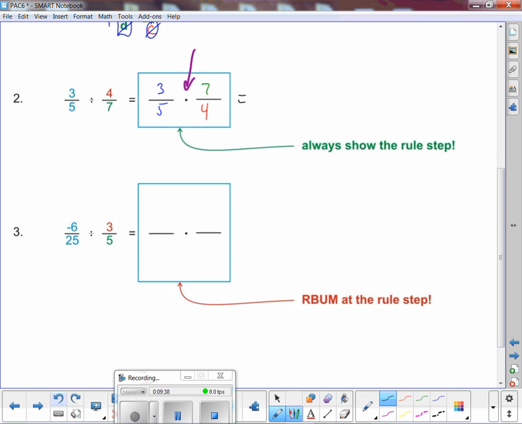Now I look, is there any reducing? And there is none, but I'm looking. So then top times top, we all know that's a 21. And bottom times the bottom, we all know that's a 20. And that's it. 21 over 20, and on we go. And division is not hard.